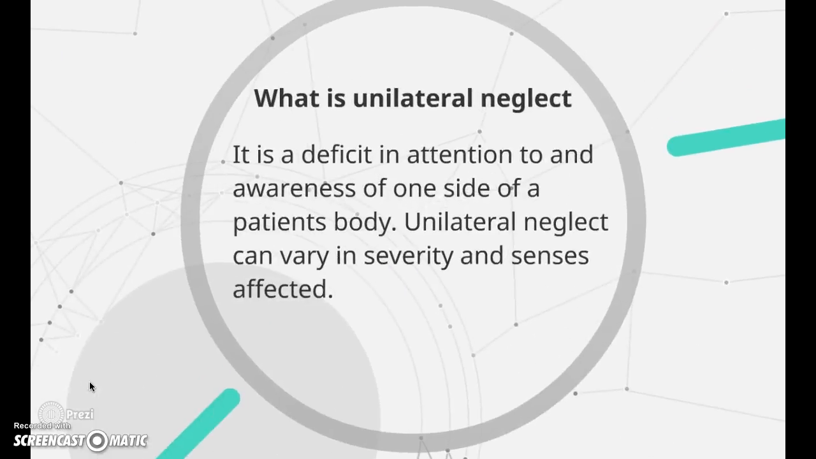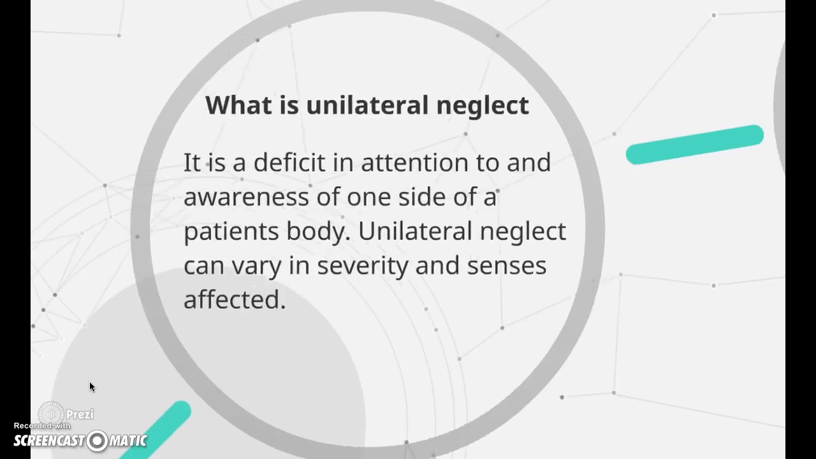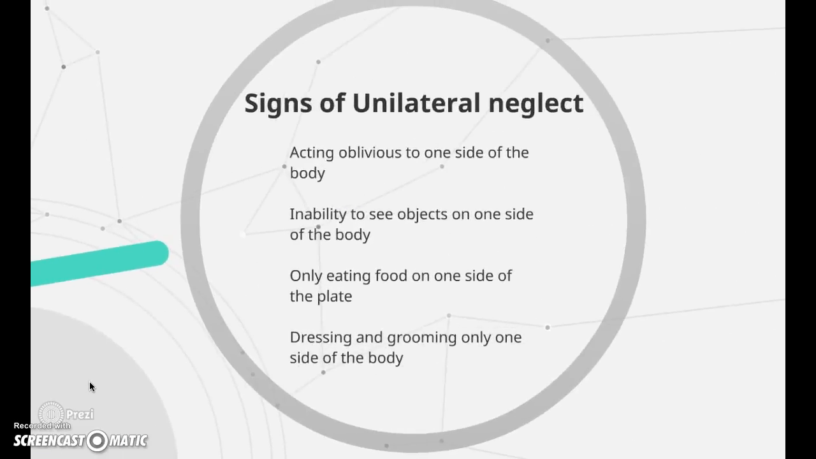What is unilateral neglect? It is a deficit in attention to and awareness of one side of the patient's body. Unilateral neglect can vary in severity and senses affected. Signs of unilateral neglect: acting oblivious to one side of the body, inability to see objects on one side of the body, eating food from one side of the plate only, and dressing and grooming only one side of the body.